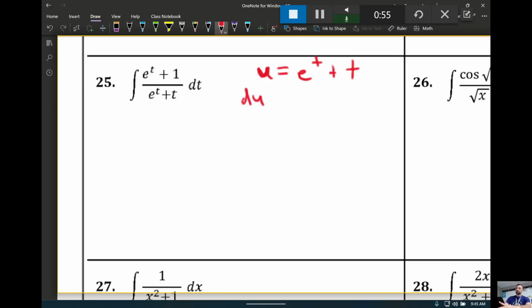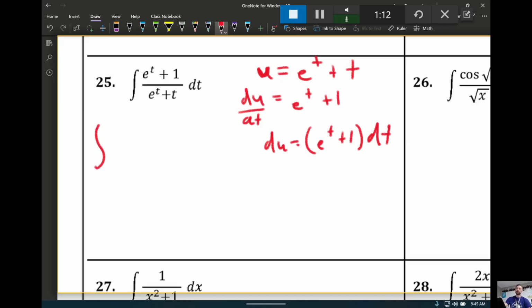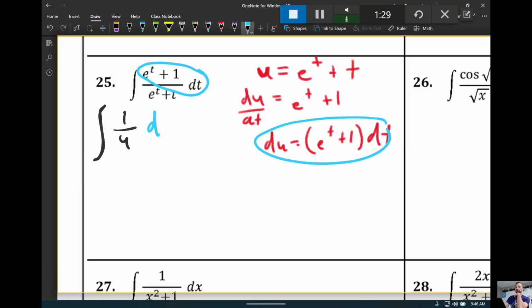Okay, so when we take this derivative with respect to t, because t is the variable here, we get e to the t plus 1. So du is e to the t plus 1 dt. You okay with all that? Okay, so now when I rewrite this question, what is it going to look like in terms of u's? Okay, 1 over u, and all of this is equal exactly to du, so that's a perfect substitution. Sometimes you have to do one more step. If there's chain rule involved, you have to do one more step there.